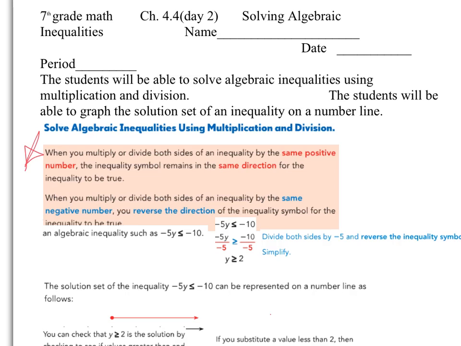Now, this is the kicker part right here. When you multiply or divide both sides of an inequality by the same negative number, you need to reverse the direction of the inequality for the inequality to be true.